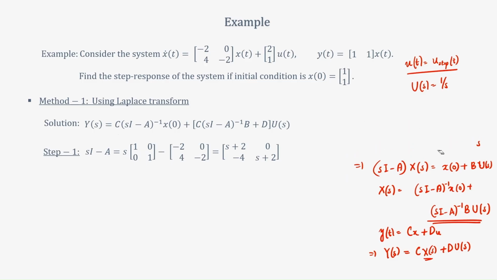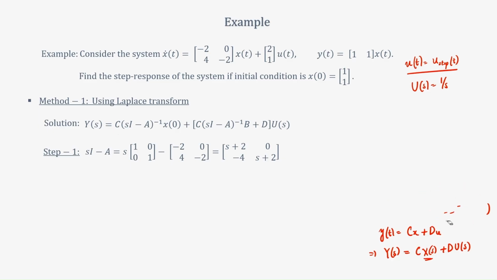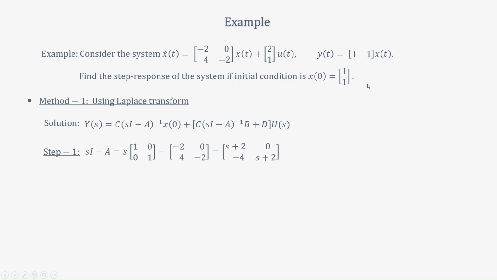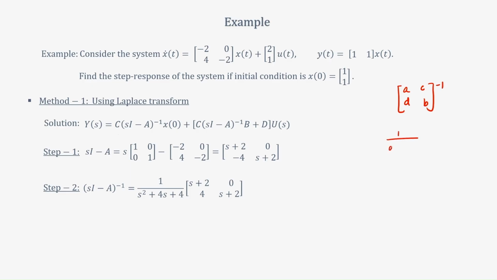I means a 2 cross 2 identity matrix here, which is 1 0 0 1, and then sI minus A is a simple matrix subtraction which will give you this expression. Then when you go for (sI minus A) inverse, this will be the expression. So what is the inverse of a matrix with elements a, b, c, d? If you remember, the inverse is 1 over (ad minus bc) times the matrix d, minus b, minus c, a. This is the inverse of a 2 cross 2 matrix, you can go ahead and multiply, you will get an identity matrix there.